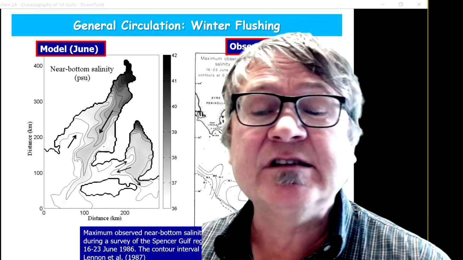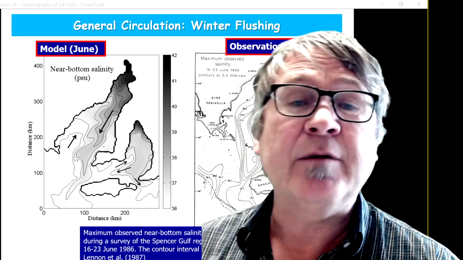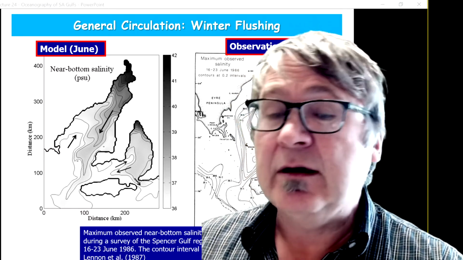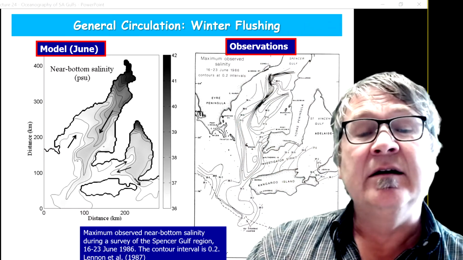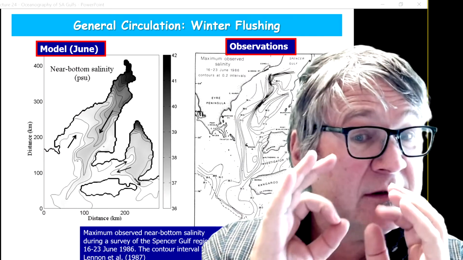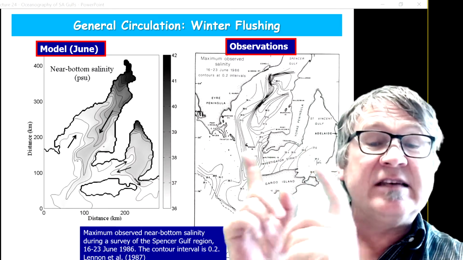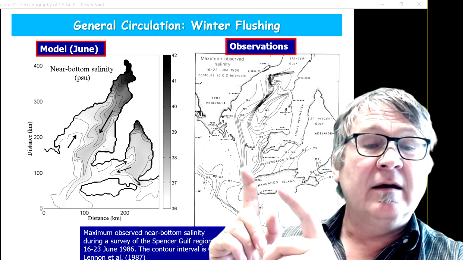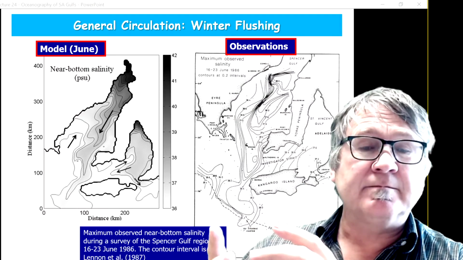On the left side you can see the salinity levels near the bottom, say within a meter or two from the bottom. On the left side here is the model simulation, and on the right side these are field observations using a salinity sensor and measuring the salinity field, and you can see how similar the structures are, both in terms of structure and the time.